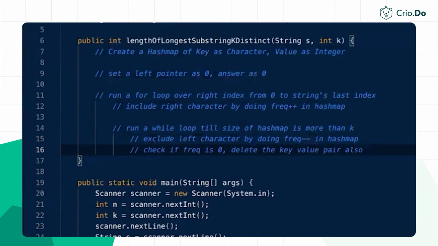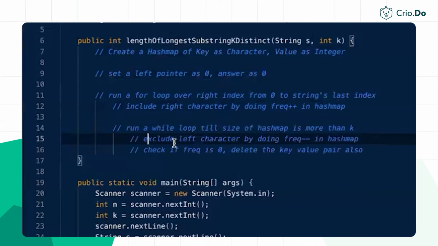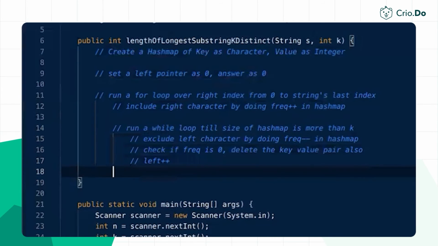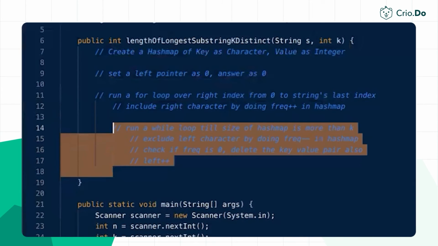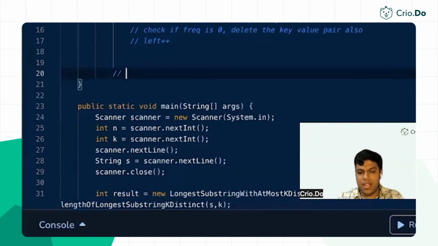And as soon as the size becomes less than or equal to k, we can say that we are able to get the substring with valid conditions. So stop the loop. While we are excluding the characters, we also have to do left pointer plus plus because we will keep on discarding the next index. After this loop is done, we have a valid substring. So we will check the substring length.